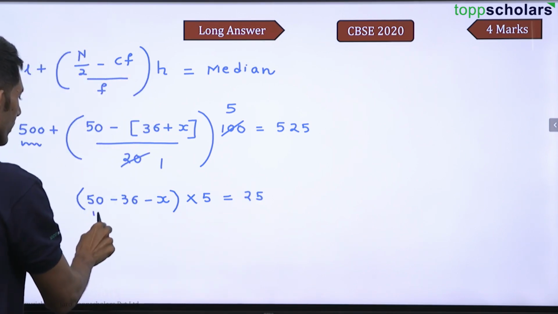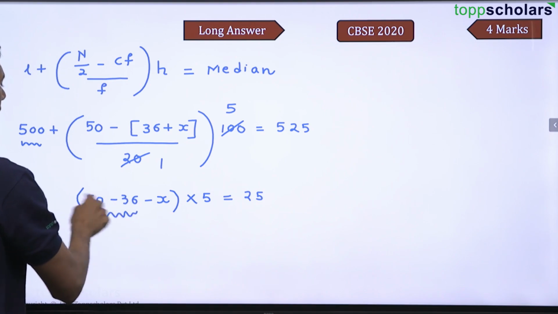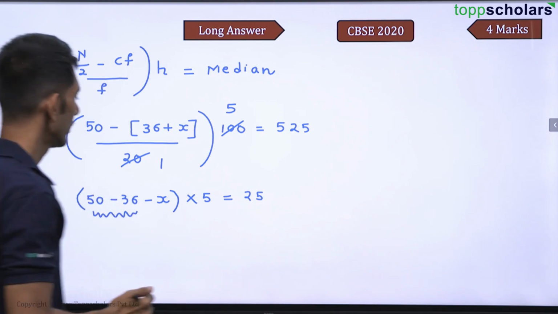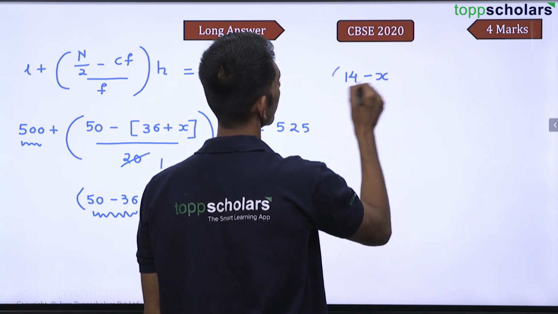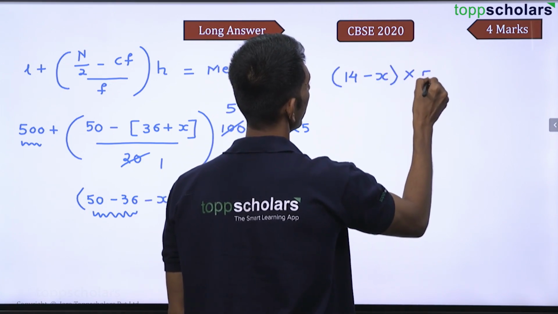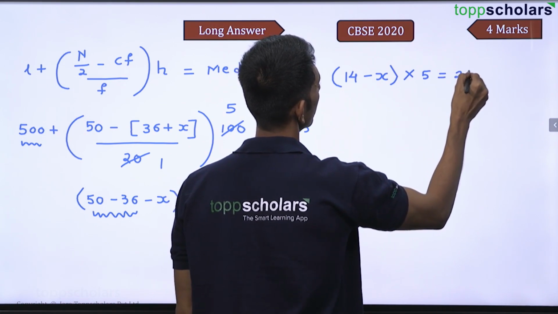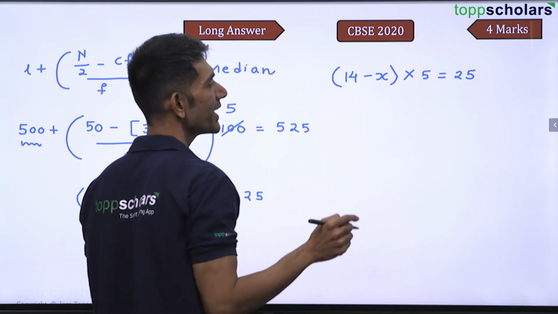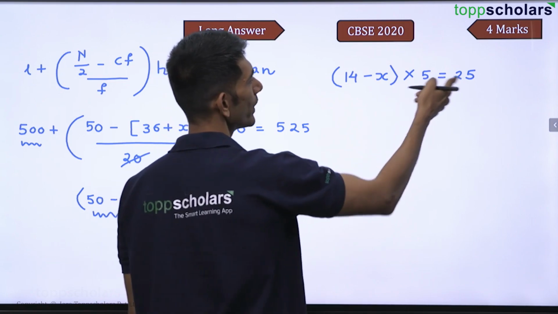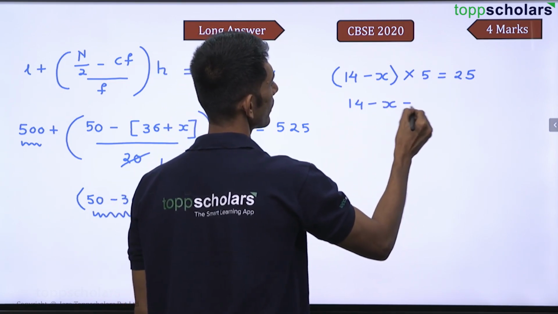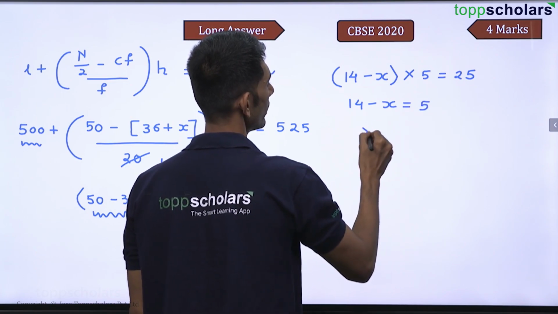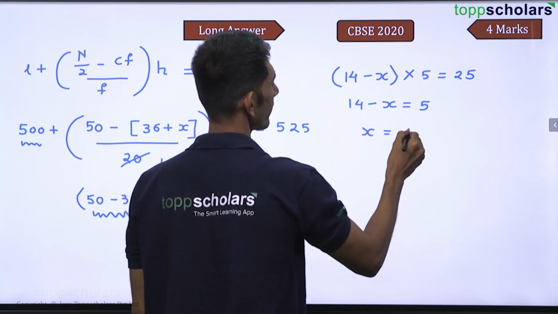Now solve this. 50 minus 36 is 14. So can I say 14 minus x into 5 is 25. 5 will be divided on the other side. So 25 divided by 5 is 5. So 14 minus x is equal to 5. So x will be equal to 14 minus 5, that is 9.